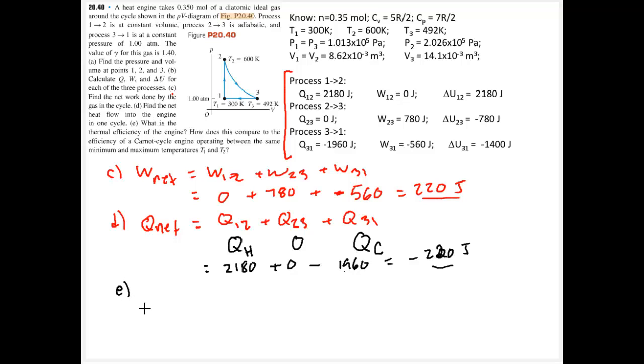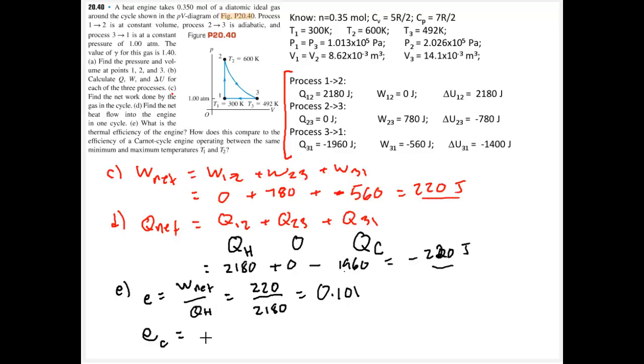So what is the thermal efficiency of the engine? I know that the efficiency is going to be equal to the net work that it did divided by the heat you had to put into it, which is going to be 2180 joules. So that's kind of the tricky part about part E. So the net work is going to be 220 joules, QH is going to be 2180 joules, so the efficiency is going to be 0.101, not very efficient.